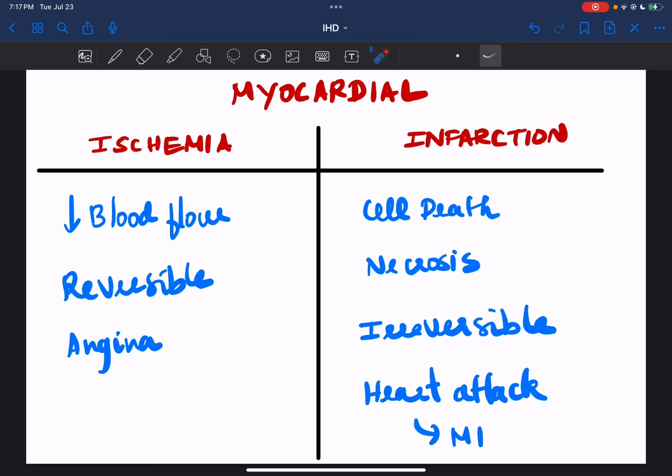And ischemia leads to angina. Angina means chest pain. We'll look more about it later in this video. So ischemia is less blood flow, reversible, and it can cause angina. What is infarction?